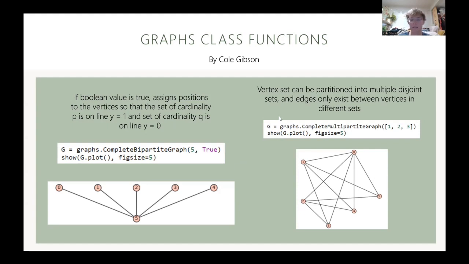In addition, another function to use as an example is the complete multipartite graph, which is pretty interesting. It's going to take a vertex set that can be partitioned into multiple disjoint sets where edges only exist between vertices in different sets. As you can see here, it's going to take this set here, and then it's only going to create edges between vertices in different sets. For example, vertex 1 here is going to be connected to vertices 3, 4, 5, and 0, but not connected to 2. That's just an example of how the edge creation works with this multipartite graph.